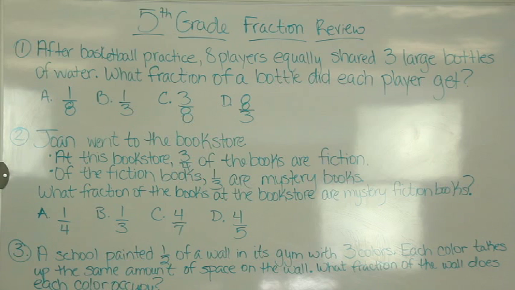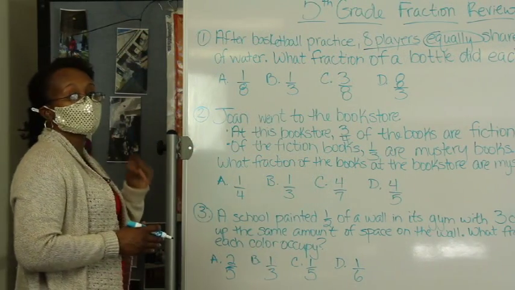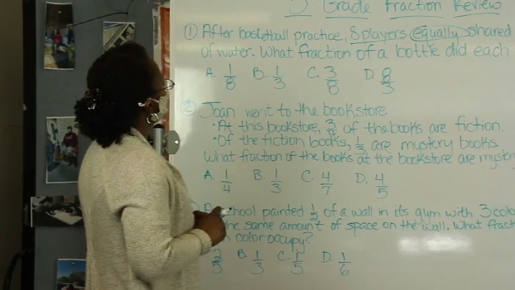Now, let's start with number one. After basketball practice, 8 players, I'm going to circle that or underline it, equally shared, I'm going to do equally just to remember, shared 3 large bottles of water. What fraction of a bottle did each player get? So make sure that you understand what they're asking. So now we have to figure out what is the fraction that each player is going to get, okay? Because there's only 3 bottles and there's 8 players. So how are we going to solve that?